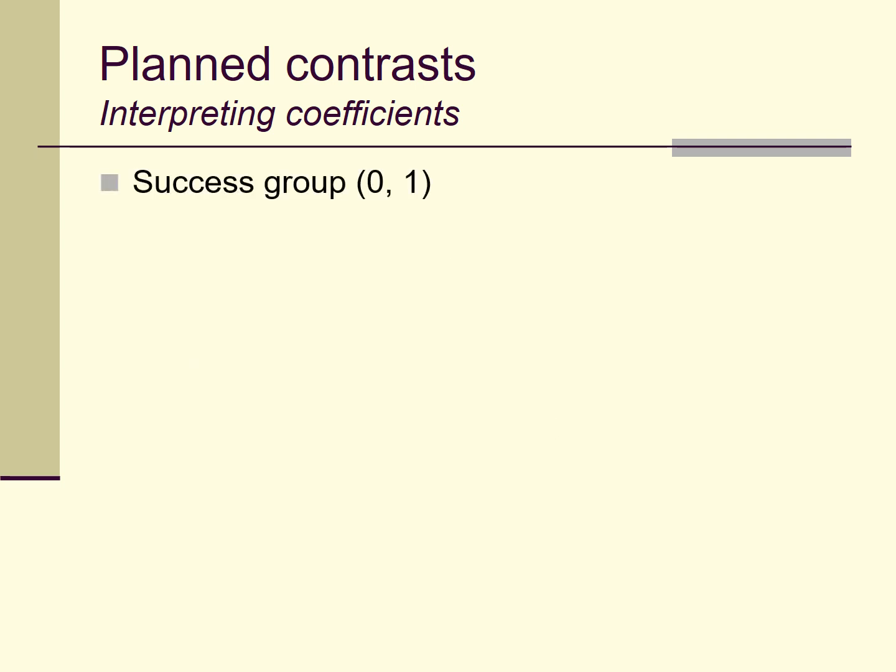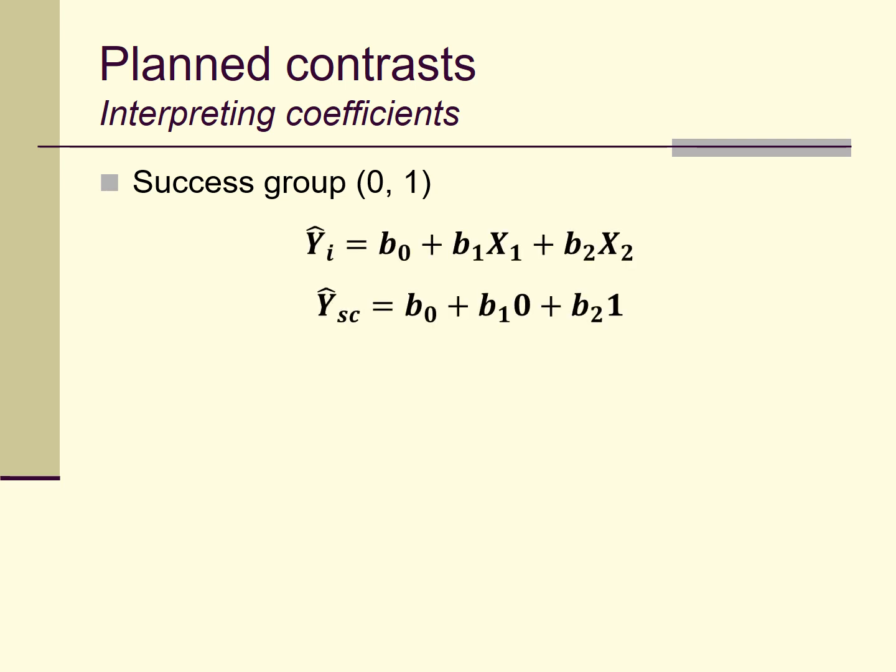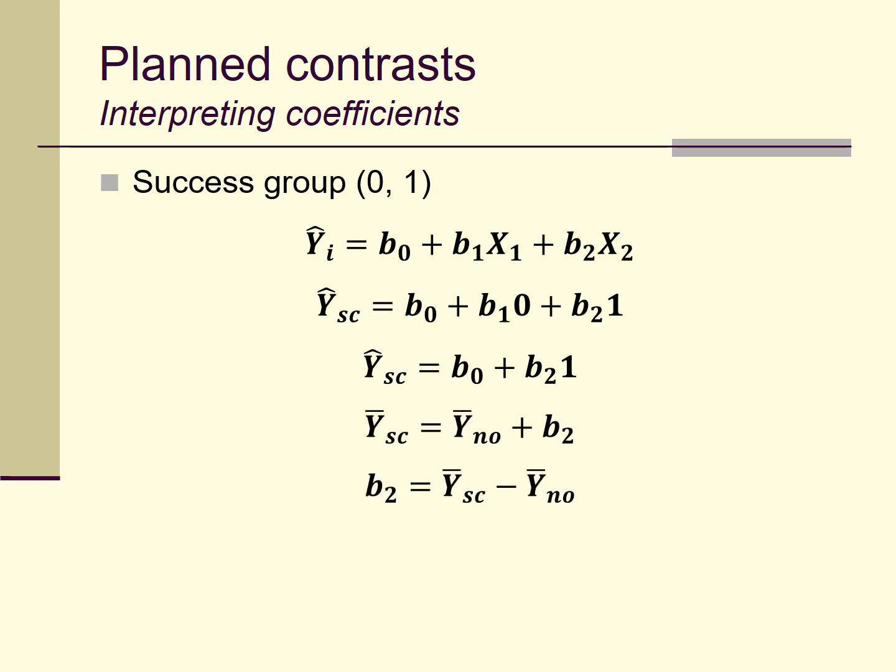So if you're not too confused by that last little bit of commentary, let's move on. Let's talk about the success group. That's the group that got the code 0, 1. So once again, we're going to take our basic regression equation. We're going to substitute in those values. We're going to solve. Keep solving. There we go.